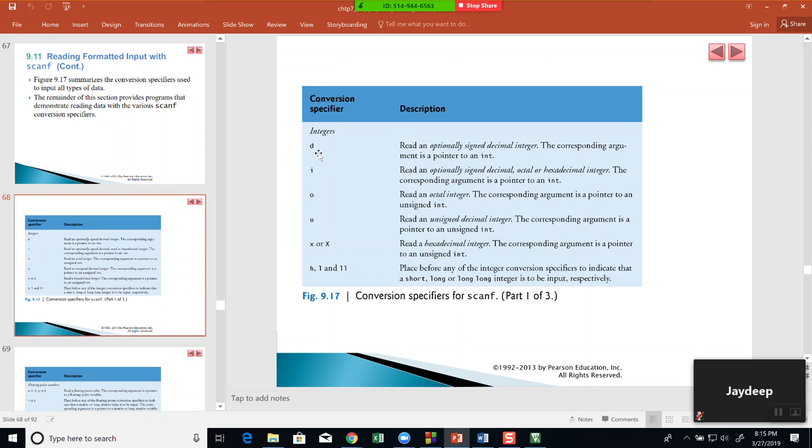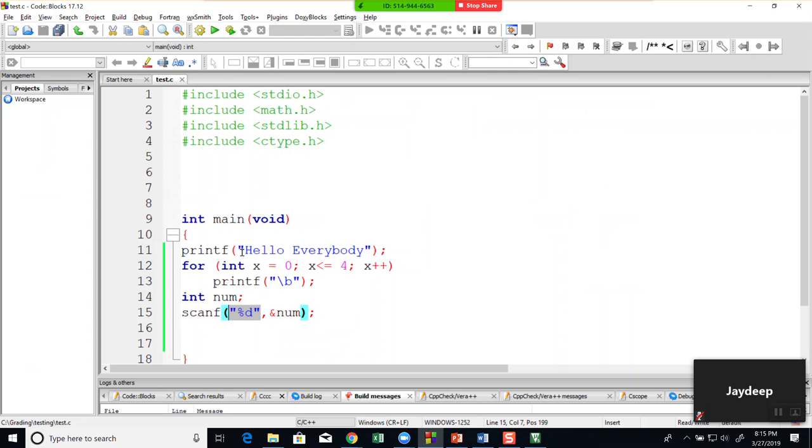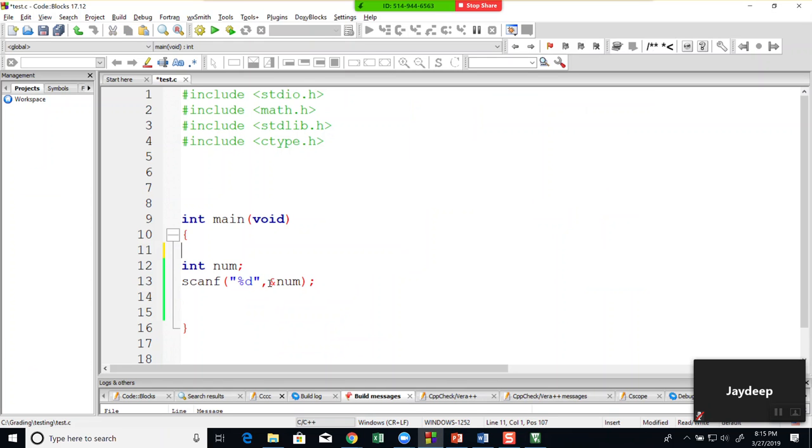There we go. Now here we are. %d reads an optionally signed decimal integer. %i reads an optionally signed decimal and or hexadecimal integer. I wonder how you specify a hexadecimal integer. Put A's in there maybe? Let's see. %i like that. Then I'll print out the value of it. So printf %d \n num.